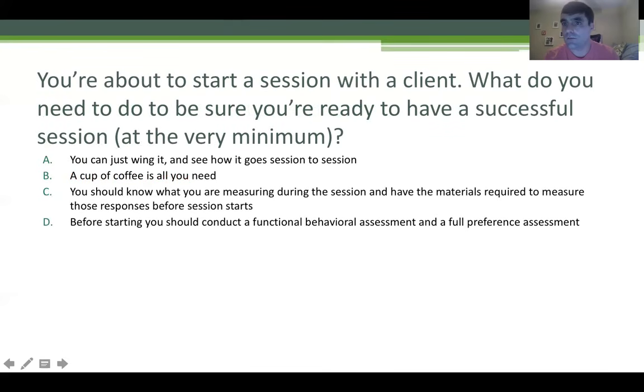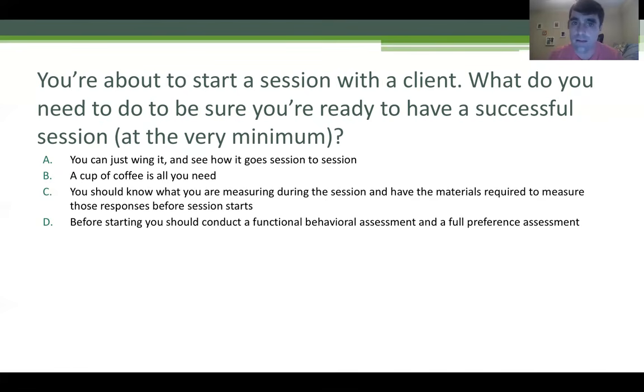Now, a little something different. You're about to start a session with a client. What do you need to do to be sure you're ready to have a successful session at the very minimum? So it's just asking, at the very minimum, what do you need? You should start answering this question to yourself and thinking, what would I need to have a successful session, knowing what you know about ABA and about being an RBT?